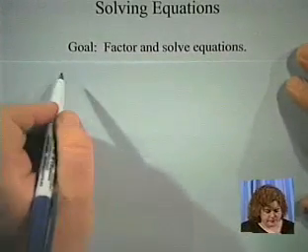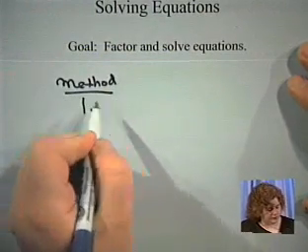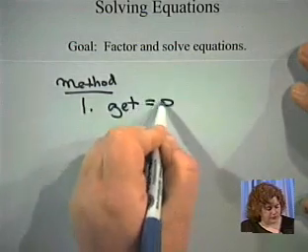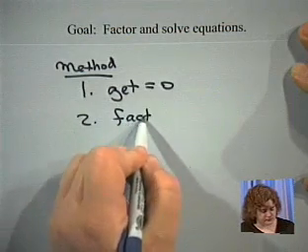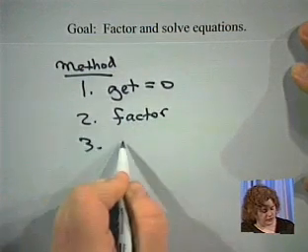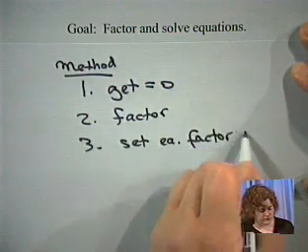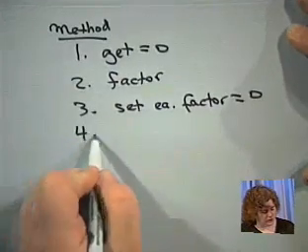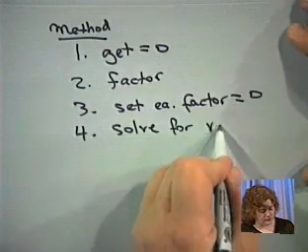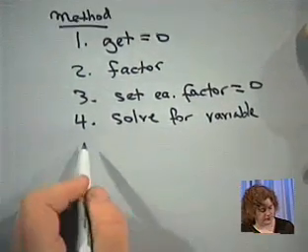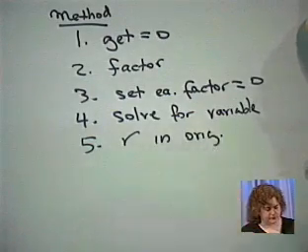What we're going to do is, first of all, get our problem, whatever it is, get our equation equal to 0. Then we factor. We set each factor equal to 0. We solve each of these mini equations that we now have for whatever our variable is. And we check in the original equation.